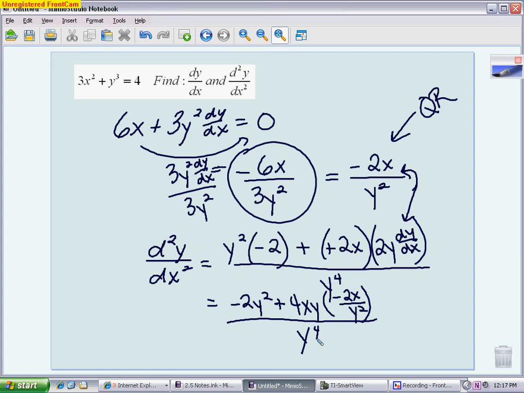Now, I'm not going to ask you to do a ton of simplifying. One thing I would do is I would multiply the positive 4 and the negative 2. I would probably multiply x's and reduce y's, but I'm not going to get a big common denominator. So this is what I would be looking for as a final answer.